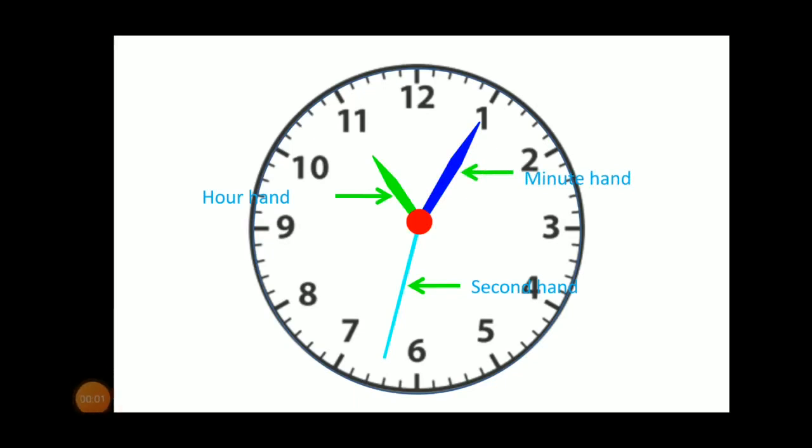Students, we know that when the minute hand moves from one number to the next number, 5 minutes have passed. The dots or markings between the two numbers represent a minute. As the minute hand moves from one dot to the next dot, 1 minute has passed.